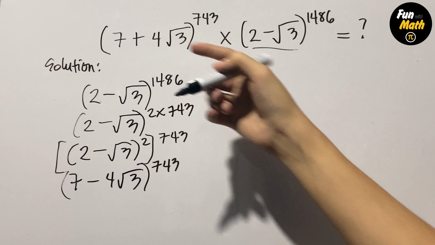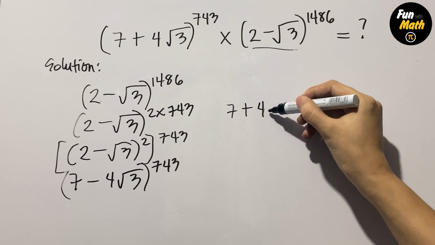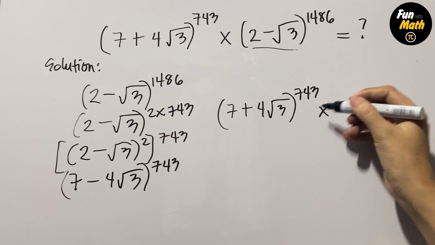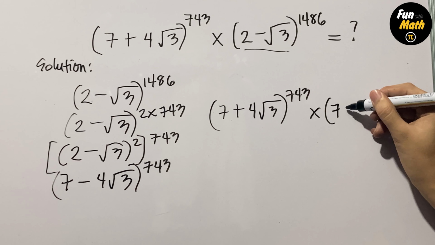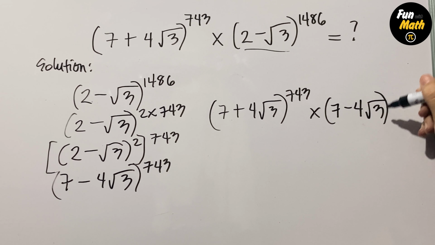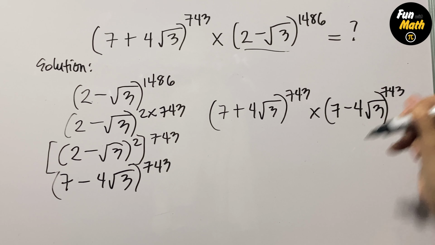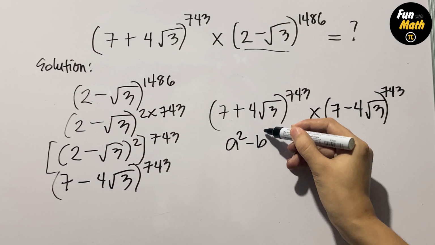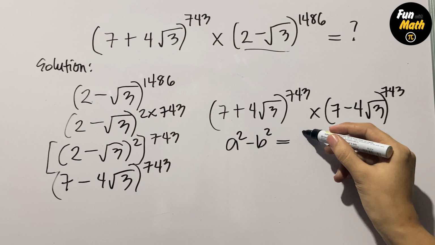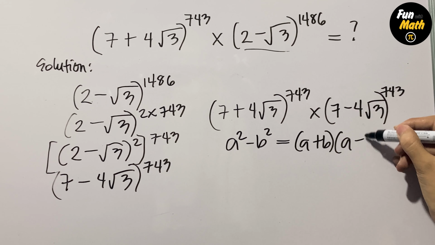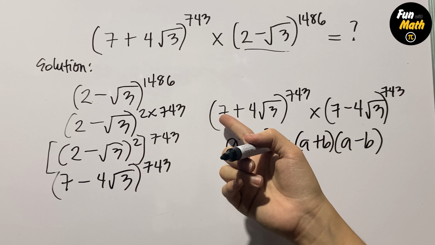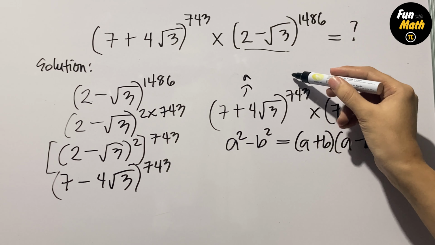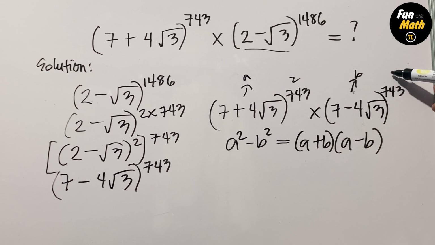Let's write down the first one. (7 plus 4 square root of 3) whole to the power of 743 times this one, (7 minus 4 square root of 3) whole to the power of 743. Now, if you observe, this looks like an identity: a squared minus b squared is also equal to a plus b times a minus b. Let's imagine that this is our a, this is the square, this is our b, and this is the square.